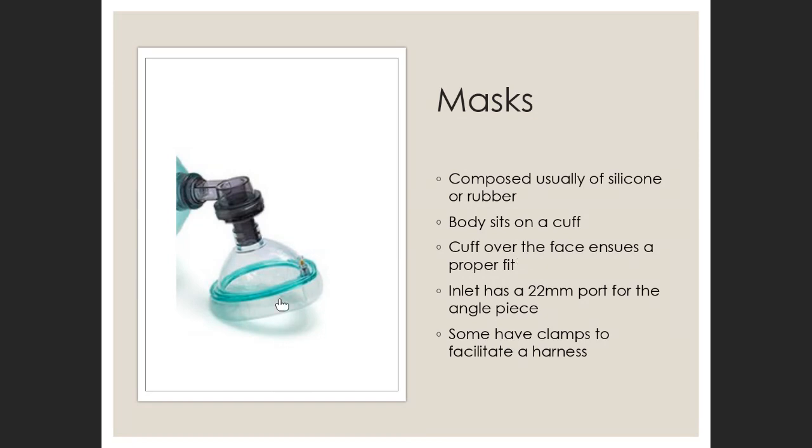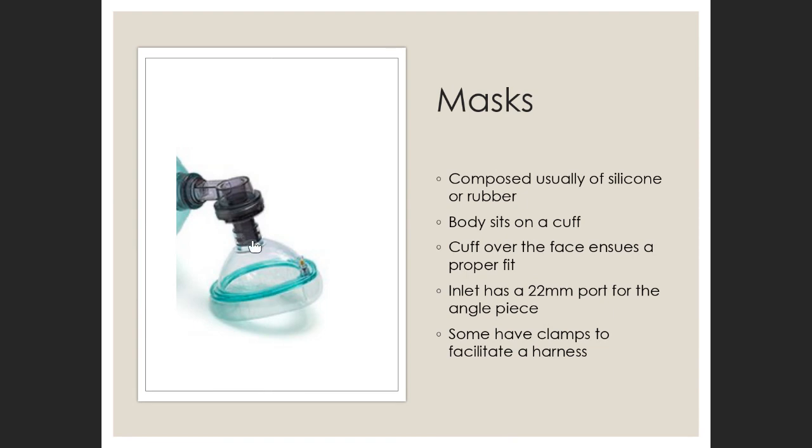Okay. So now we come to the ordinary face mask, anesthetic masks. They're composed usually of plastic these days, silicone or rubber. There's a body that sits on a cuff. The cuff can be inflated usually by that. And the cuff needs to fit over the face to ensure a proper fit. So there are different sizes of masks.